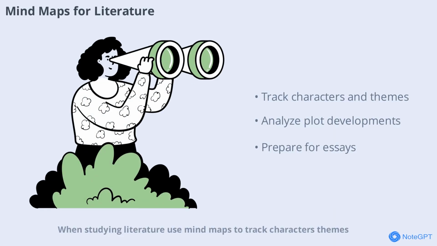When studying literature, use mind maps to track characters, themes, and plot developments. Place the book title in the center, then branch out with all the important elements. This helps you analyze stories and prepare for essays or discussions.